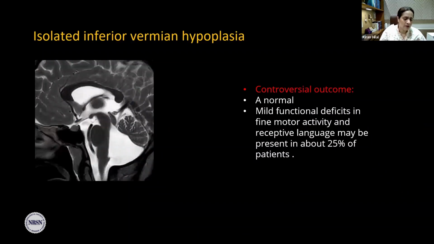As many of you who are involved in brain imaging know, most of the time inferior vermian hypoplasia is an incidental finding. And then we really question, should we report it, and how should we emphasize its importance in our report? If you talk to your neuro friends, they will say that the presence of inferior vermian hypoplasia has a controversial outcome.